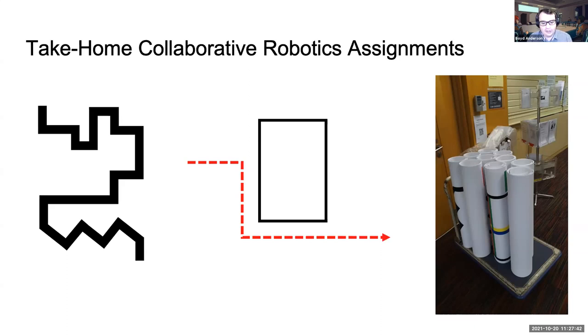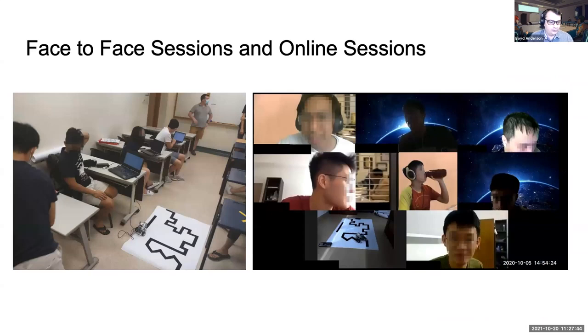So to summarize, we were able to have face-to-face sessions and online sessions. You can see on the left here, the face-to-face session, everyone is still socially distanced because they're still using their laptops to program it. They can do so in the same room. And here we're seeing an online session where one student points the camera at a robot, and all the students collaborate in a Zoom session.